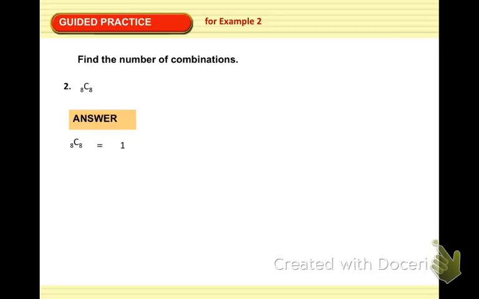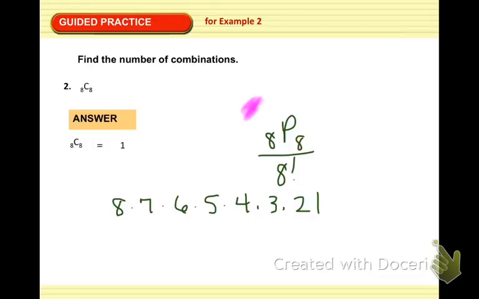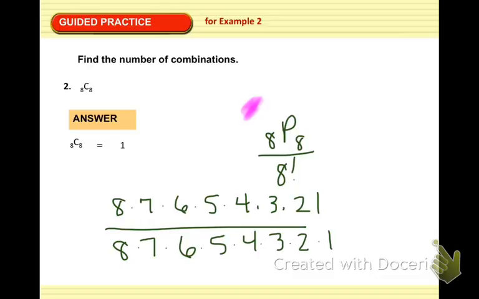Okay, for 8 things taken 8 at a time, the answer would be 1. So let's take a look at what the work looks like. Remember, you're taking the permutation and you're dividing it by r factorial, okay? So if you're taking 8 different ways and dividing it by 8 factorial, see what happens? Everything cancels, and you get 1.